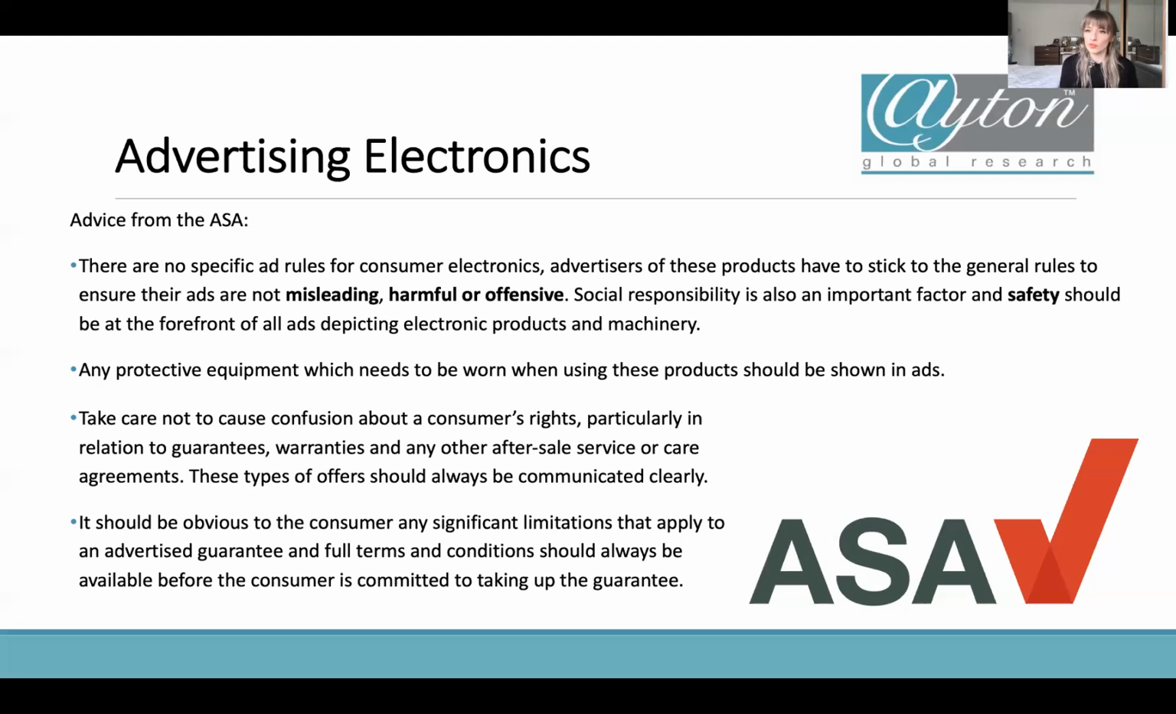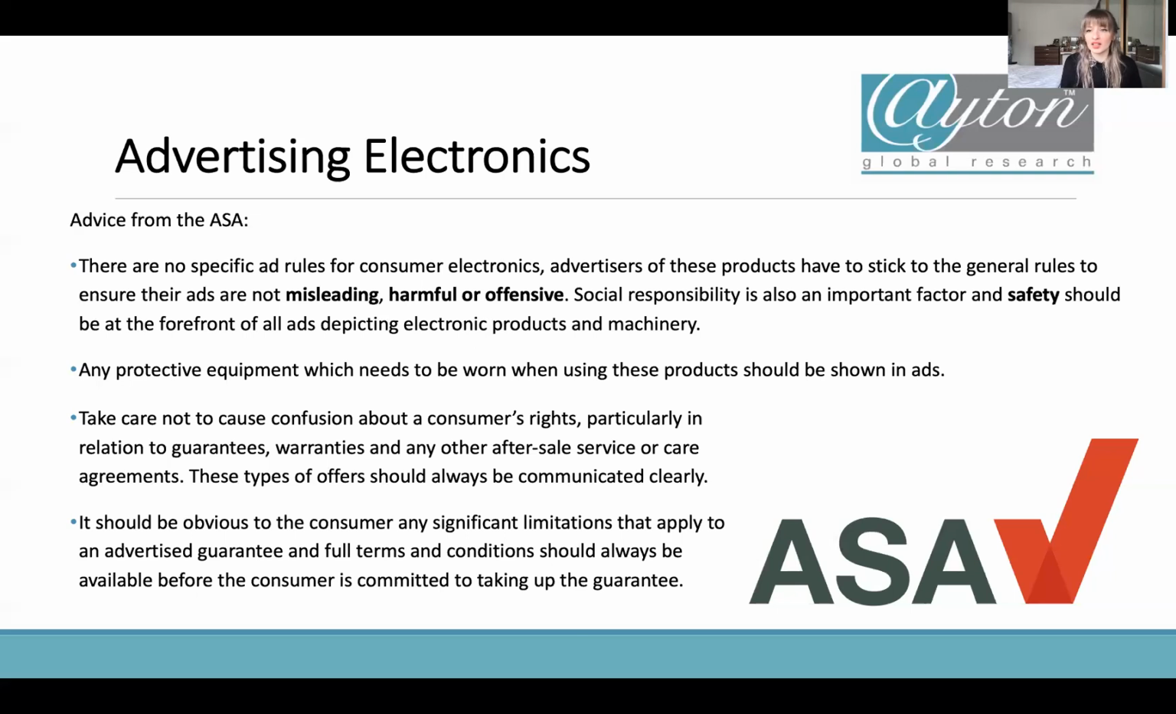But they did have a couple of really helpful bullet points, which again will apply to any country. Also think about the safety of electronics and machinery, because it's one of those industries that could put people in harm if they're not using these products correctly. So always think about the safety of the product before putting it out there. Anything to do with protective equipment, again, that's probably not so much with consumer electronics, but if there was, you need to make sure it's shown in the adverts, because if people don't see it in the advert, they're not going to think to wear protective equipment.